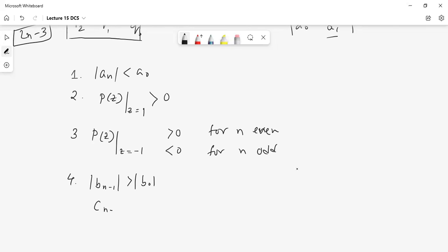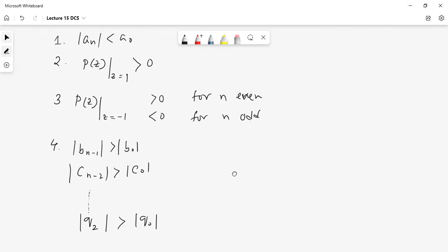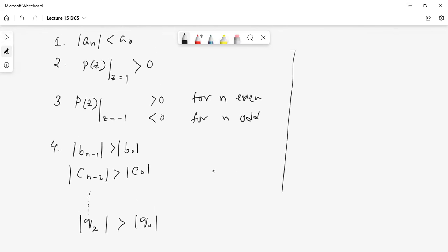Then cn minus 2 needs to be greater than c0. So for all the rest of the table contents, the highest one has to be greater than the lowest one. So in our case, the final one was q, so q2 needs to be greater than q0. So this is what we have to follow. If all four conditions are valid, then we can say that the system is stable.